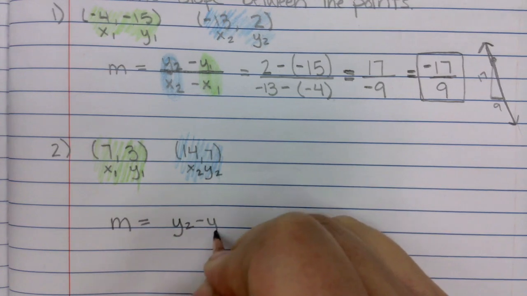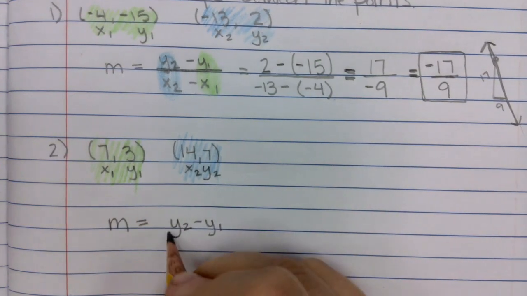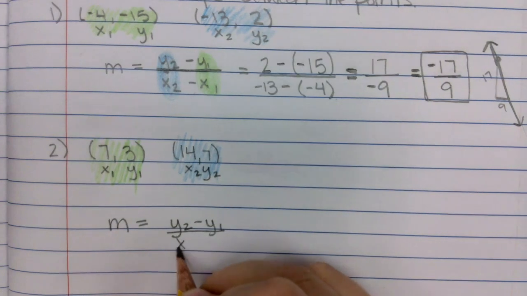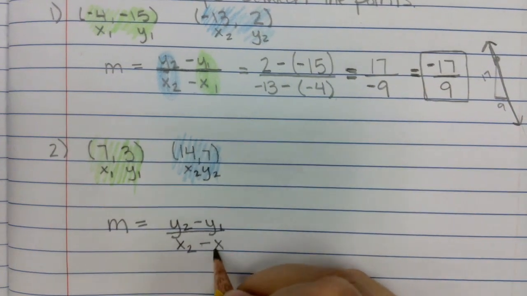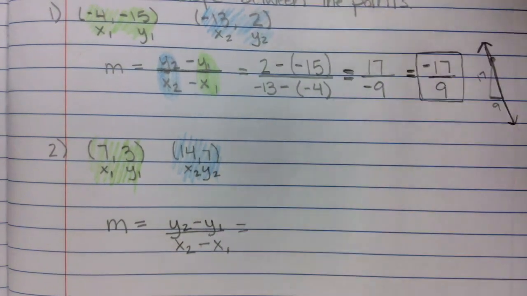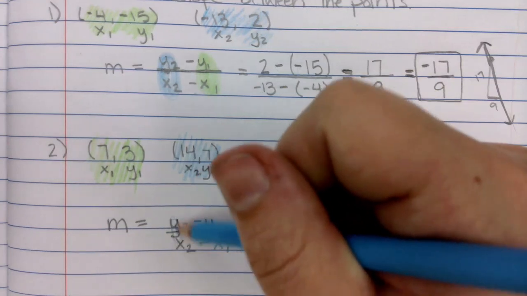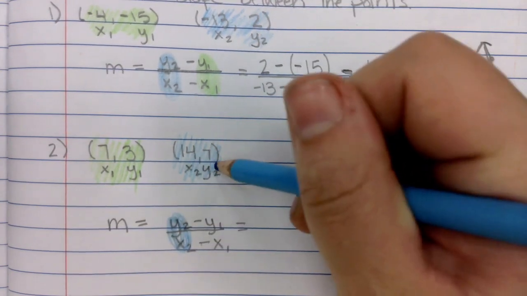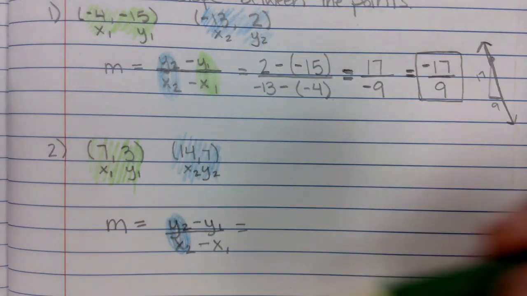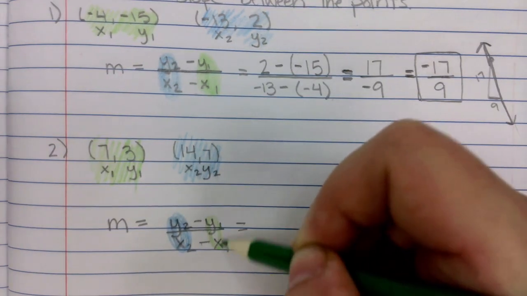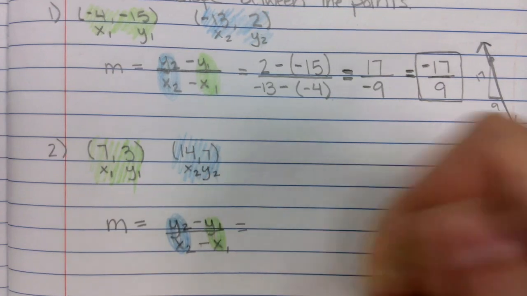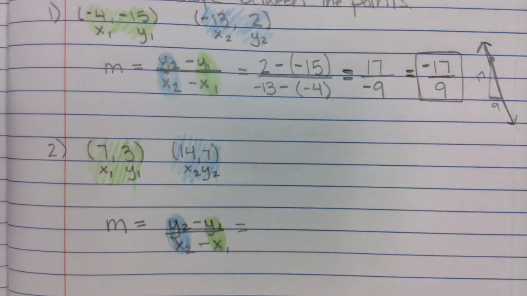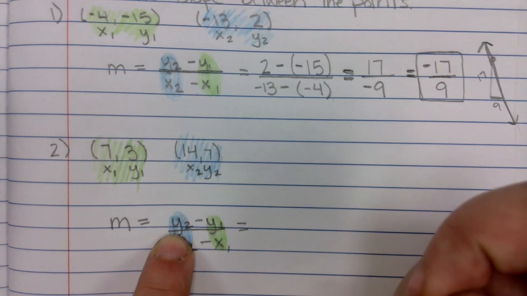And is our rise the X's or the Y's? The Y's. So what is my Y2? 7's my X1. What's my Y2? Oh, it's also, no, Y2. It's 7. I was just trying to trick you. Sorry, there's 2 7s. That's okay. Minus, what is Y1? The Y for my first point is 3.